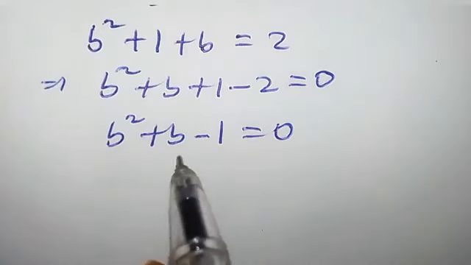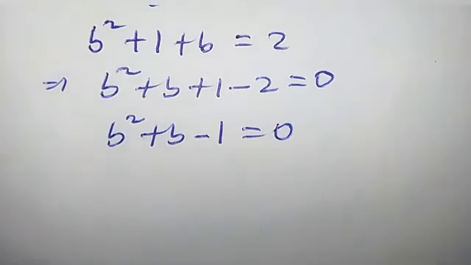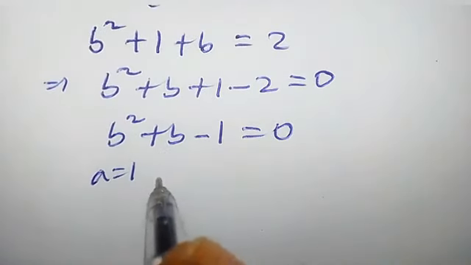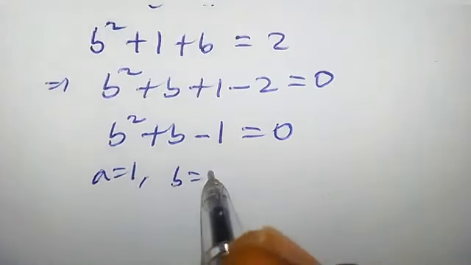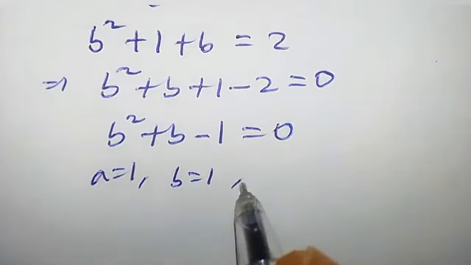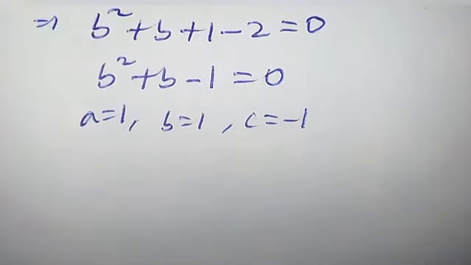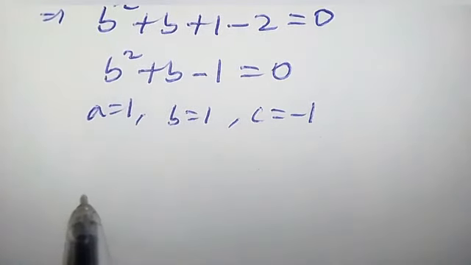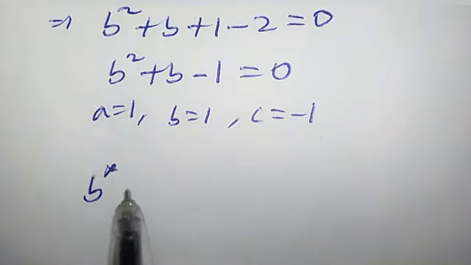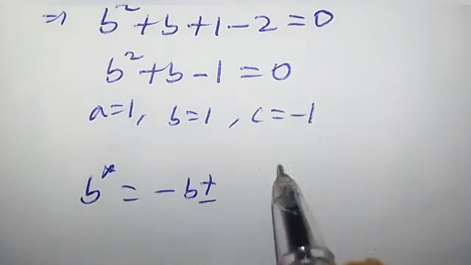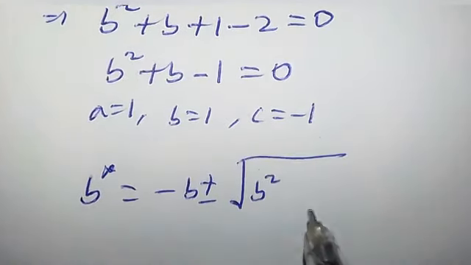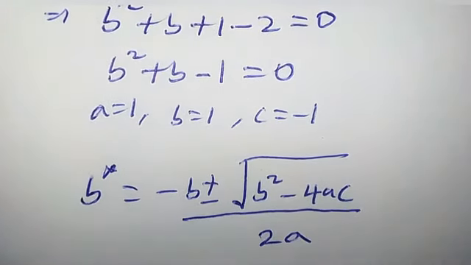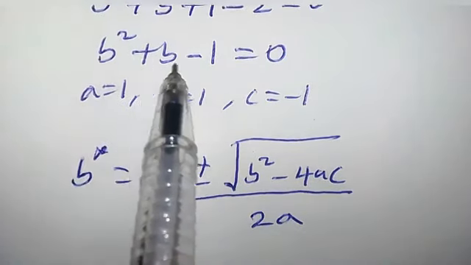Now let us solve this quadratic equation to obtain the values of B. The coefficient of B squared here is 1, so A is 1. The coefficient of B here is 1, and C is equal to -1. To avoid confusion, we are going to replace this B with B star. So our quadratic formula becomes B star equals minus B plus or minus square root of B to the power of 2 minus 4AC over 2A. But just keep in mind that we are solving for this quadratic equation.